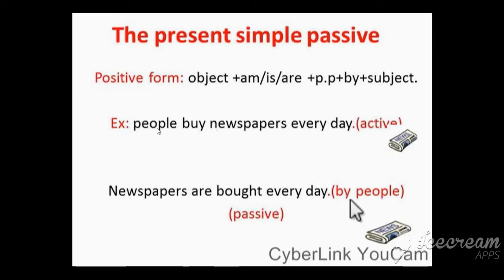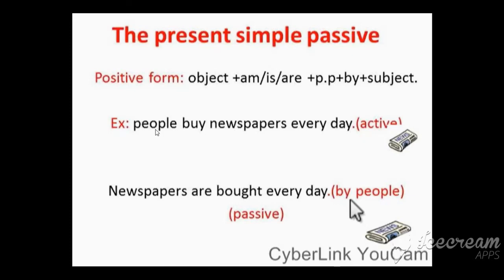So the subject is known. السبجكت الفاعل معروف. So this is an active sentence. Okay? People is a subject, buy is the verb, newspapers is the object. Every day is a complement. Okay? تكملة الجملة. So concentrate. نركز. Main parts of the sentence: subject, verb, object. This is an active sentence because the subject is known.